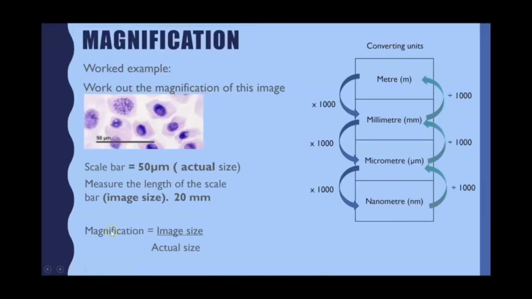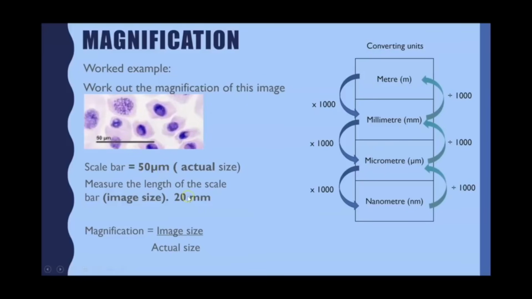What you then need to do to work out the magnification, we need to know the image size. And you don't need to measure any cells for this. You are measuring what is the image size of that scale bar. So you'd line up your ruler and measure how many millimetres long your scale bar is. And in this example, it's 20 millimetres when I measured it. So now we know we'd be doing our image size, which is 20 millimetres, divided by our actual size of the scale bar, which is 50 micrometres.